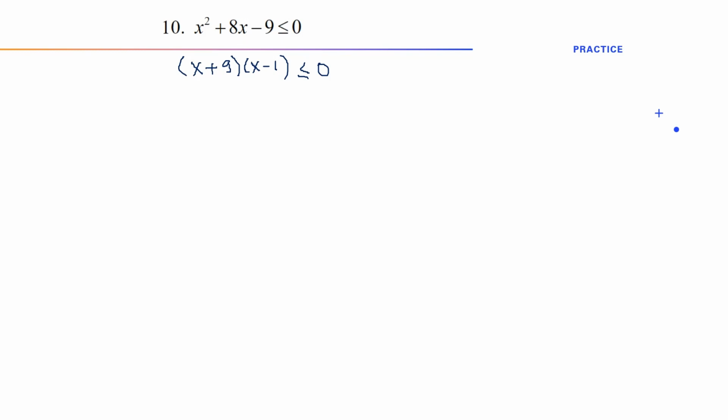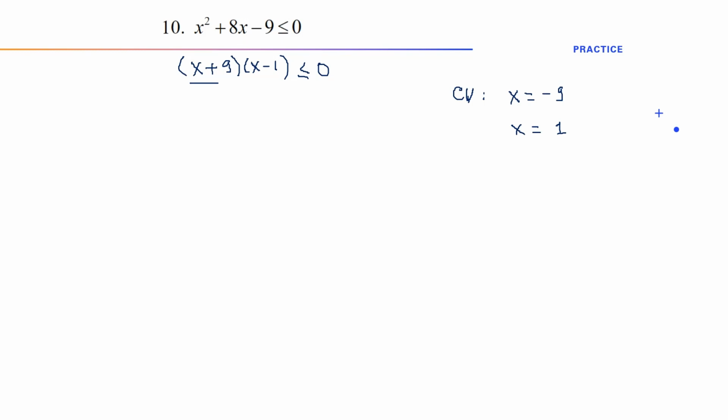Now I will find the critical values. Critical values are when each factor equals 0. So I set x plus 9 equals 0, and solve for x equals negative 9. When you plug negative 9 in here, you get 0 for the factor. Similarly for the next factor, we have x equals 1.